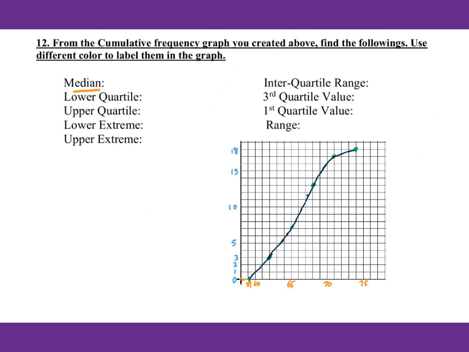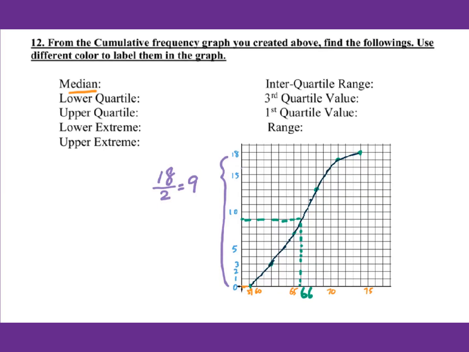From the cumulative frequency graph you created above, find the following. Use a different color to label them in the graph. For median, since altogether we have 18 data, 18 divided by 2, that's 9. You will find the 9 here. Then draw the horizontal line, intersect this graph, then going down. You can see 66. So we write down 66 for median.